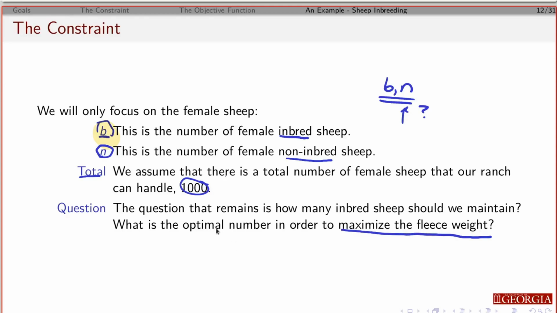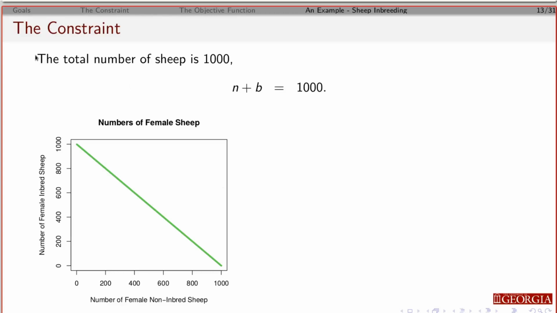So in this context, what does best mean? In this case, best means the most fleece, or I want to maximize the number of kilograms of this thing. So I want to maximize the mass of the fleece that I get out of this. Okay. And my constraint is going to come from here, this idea that there's only so many sheep that I can put on the ranch. So I'm going to look at the constraint first and try to figure that out. Right, so the constraint comes from this statement. The total number of sheep is 1,000.